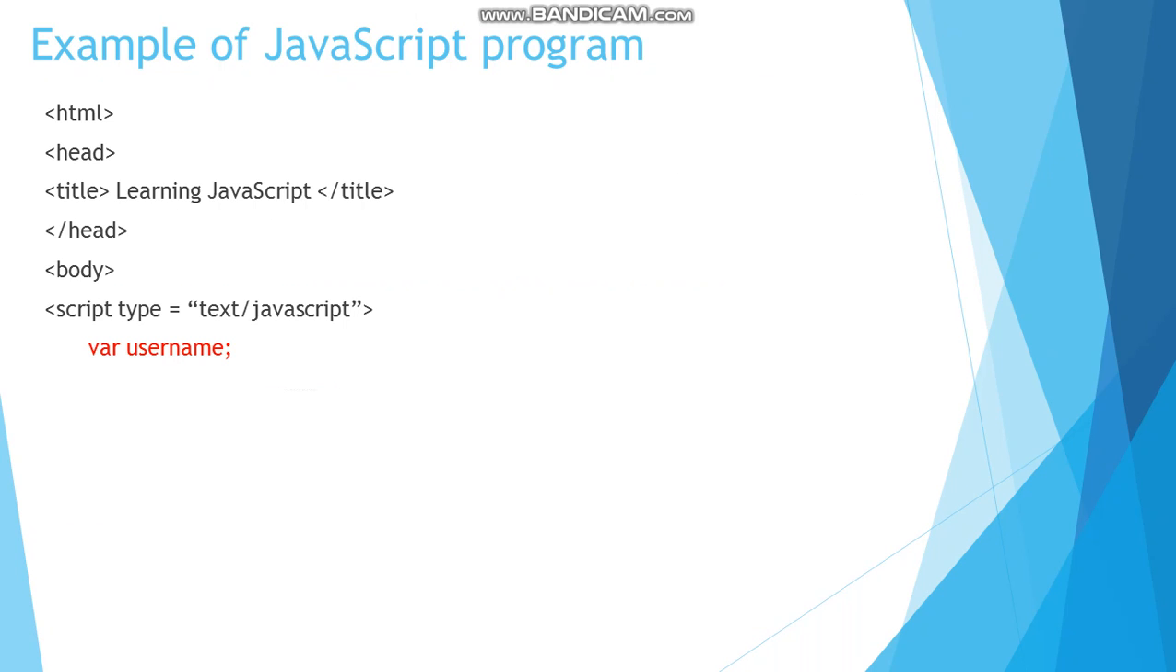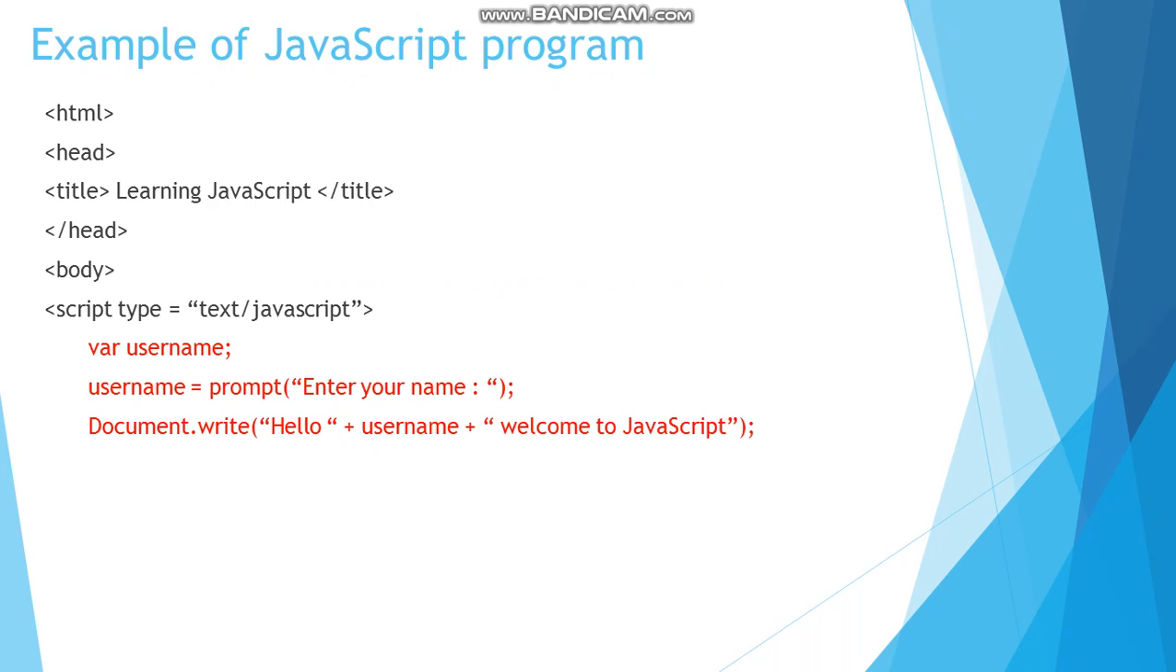Another program we saw contains three different statements of JavaScript. var username. So here var creates a variable named username. Username is equal to prompt. This line will ask you to input a username in a dialog box, and then it just prints hello username, welcome to JavaScript.